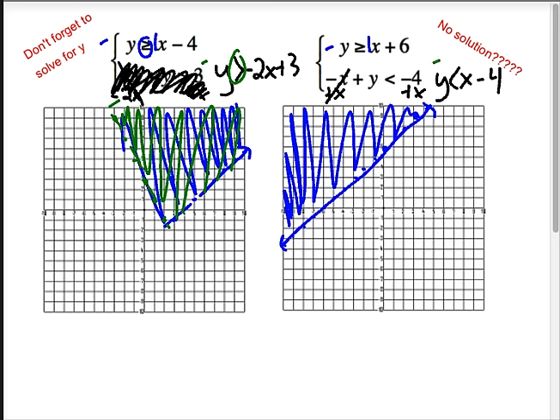Let's graph this one. y is less than x minus 4. So I start down at the -4. Then I have that slope of 1 again. It's going to be a dashed line. Then I want the y values less than that line.